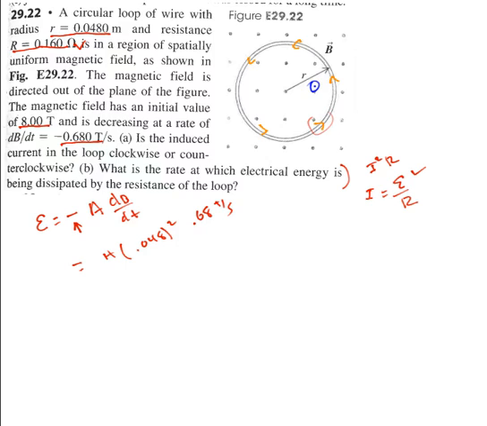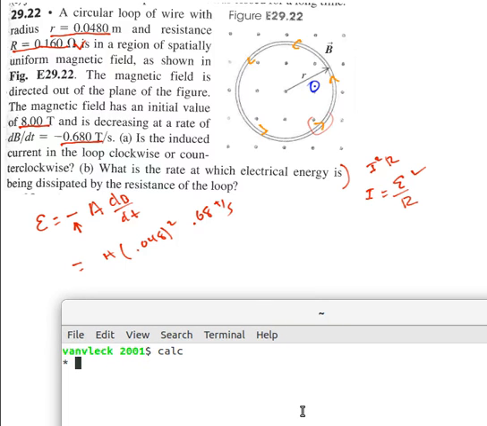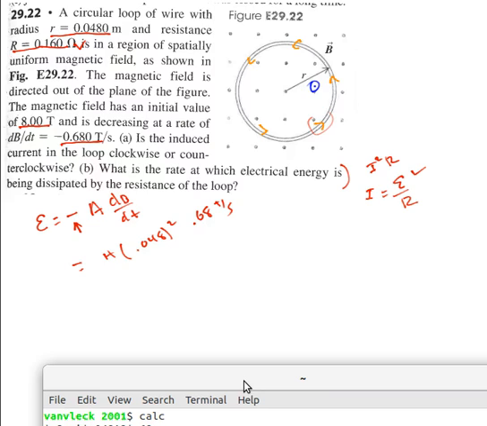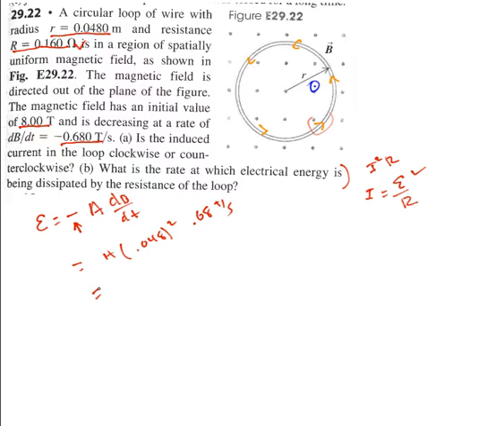Okay, so this is a plug and chug. We've got pi times 0.048 squared times the time rate of change in the magnetic field, which is 0.68 teslas per second. So we've got a voltage that is basically 5 millivolts. 4.92, I guess, if we insist.